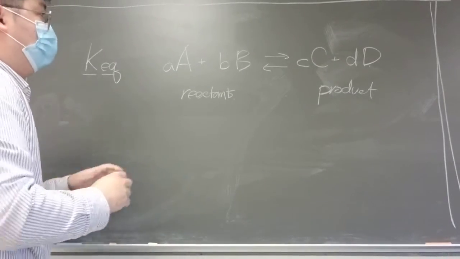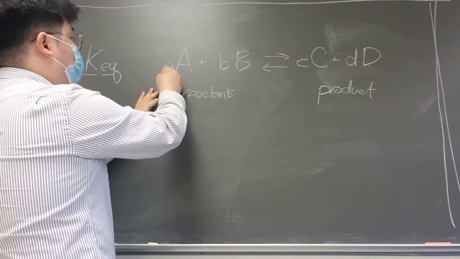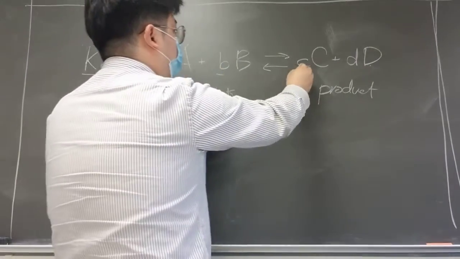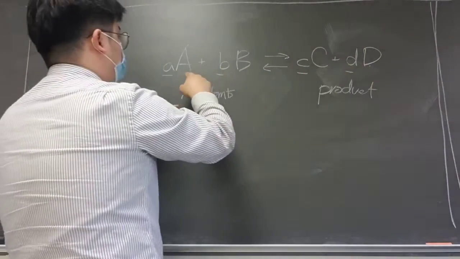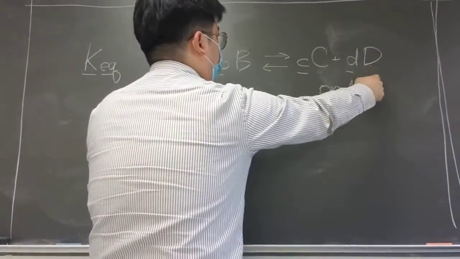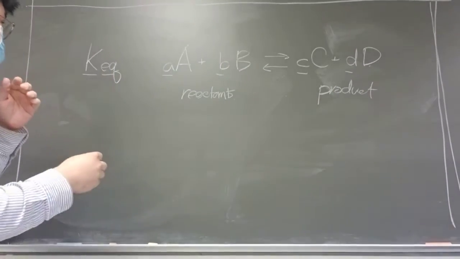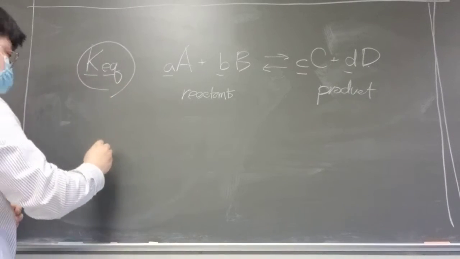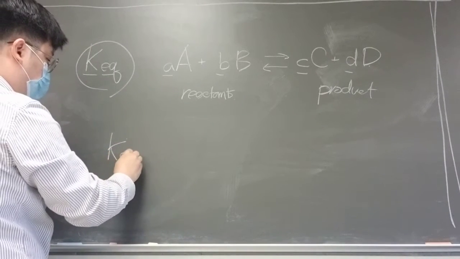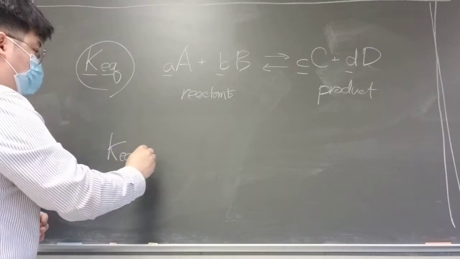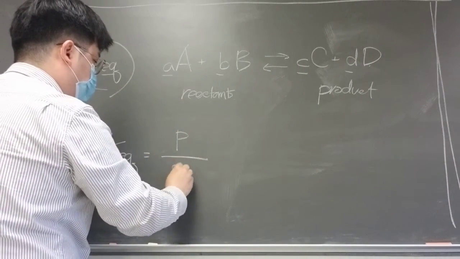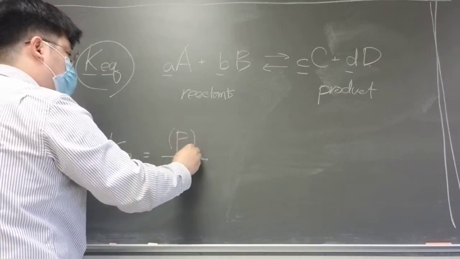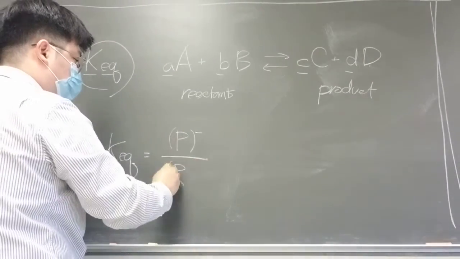Okay. So what I mean by this is small letters are just coefficient numbers for each A, B, C, D. And this is obviously reactants and products over here. Whenever you try to get the equilibrium constant, you need to put the products over reactants, but you'll be told by the coefficient number here.